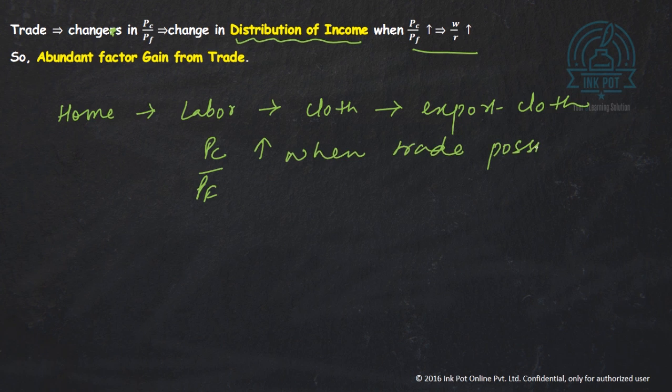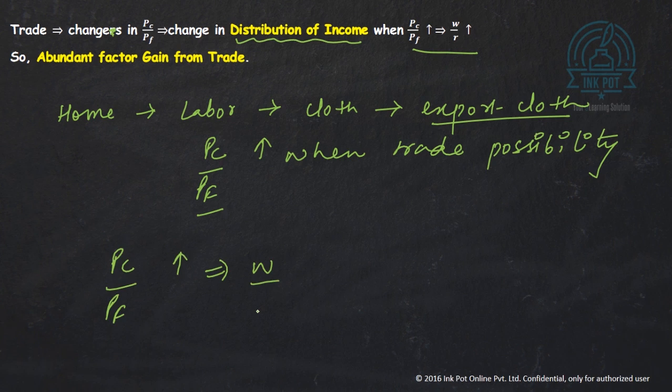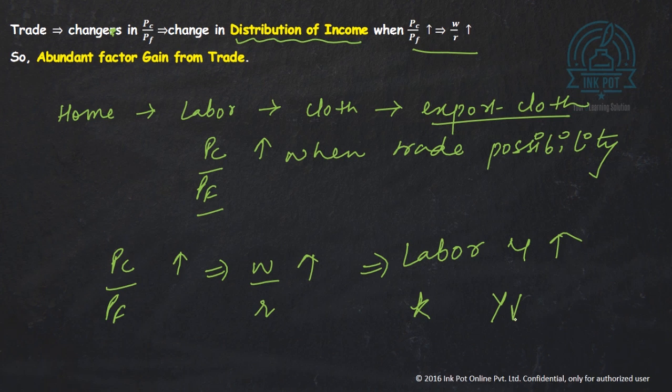So when there is a trade possibility, what happens? PC by PF increases. When PC by PF increases, what will we export? Cloth. Right. So when PC/PF increased, obviously because we export cloth, it means W/R increased. When W/R increased, it means labor income increases. If labor income is increasing, automatically we can say the other way around, capital income falls, which means labor is gaining from trade.